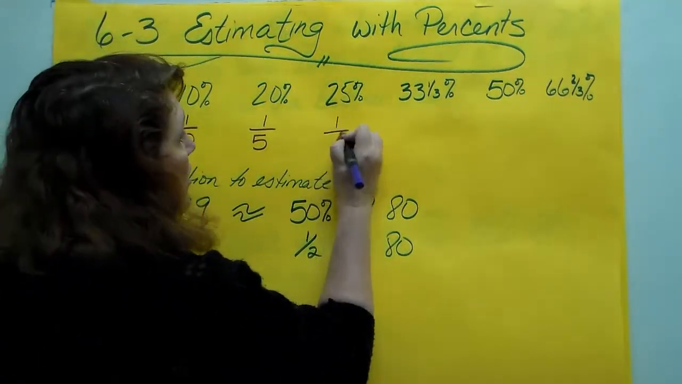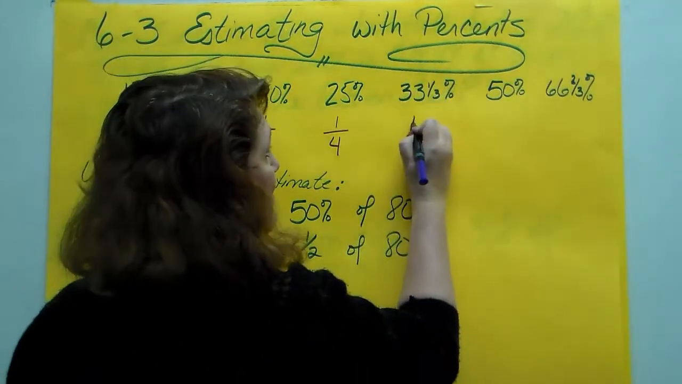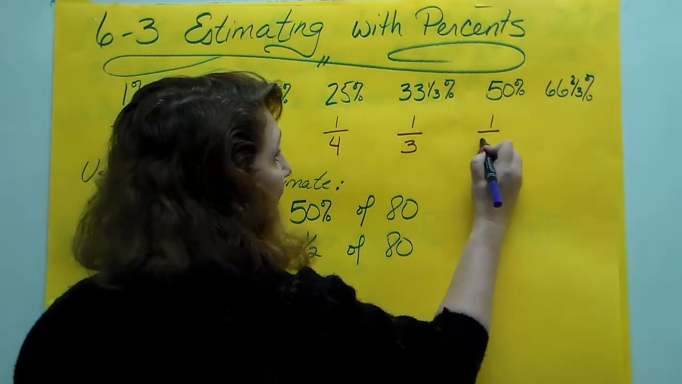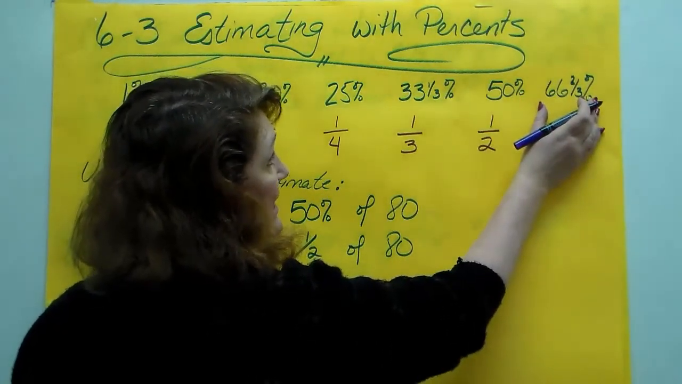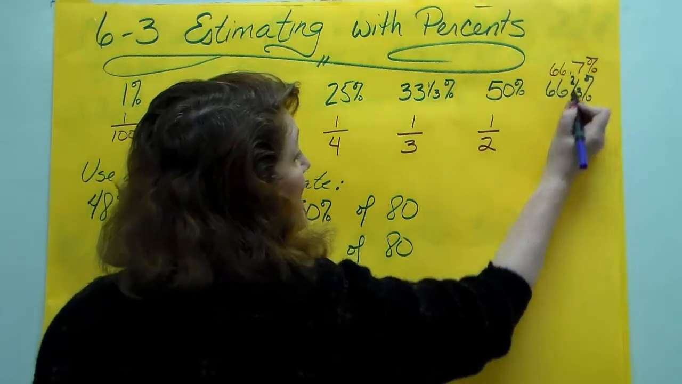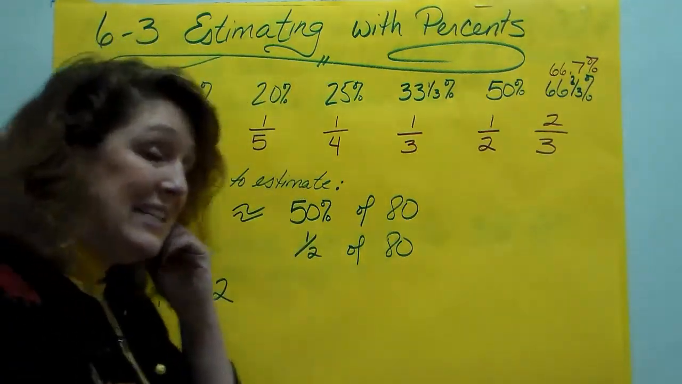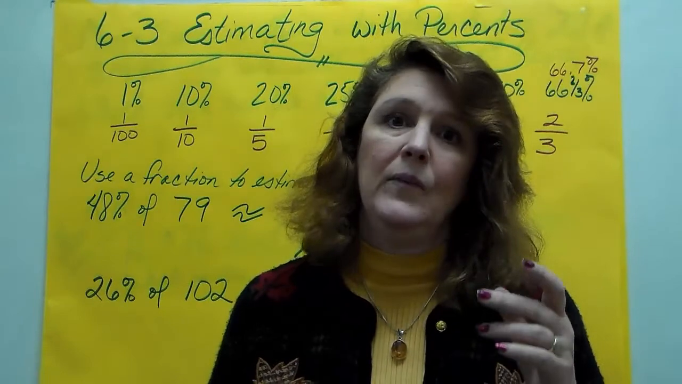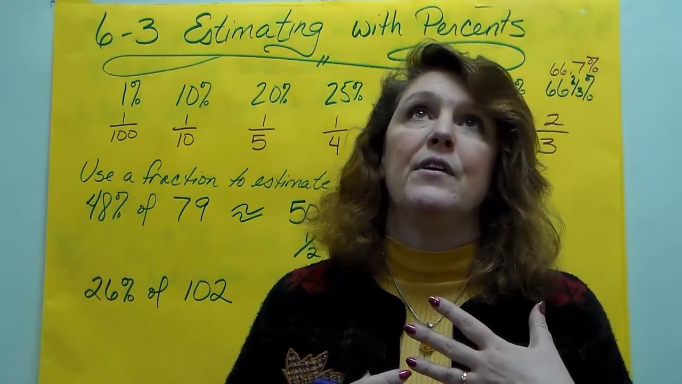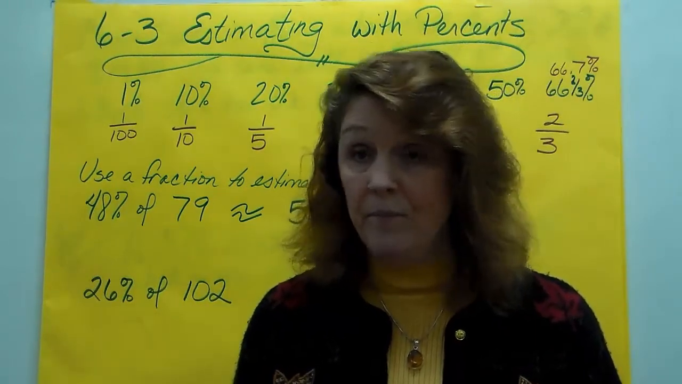25% is 1/4 of something. 33 1/3, if you remember from last time, that's 1/3 of something. 50% is 1/2 of something. And then 66 2/3, or 66.7%, that is 2/3. So these are the basic fraction equivalents of the percents that I'd like you to be able to estimate.